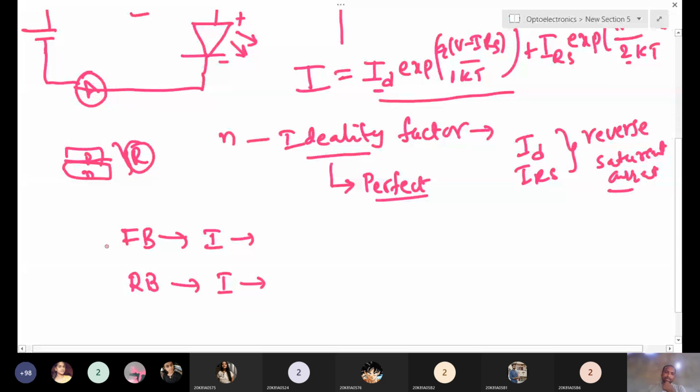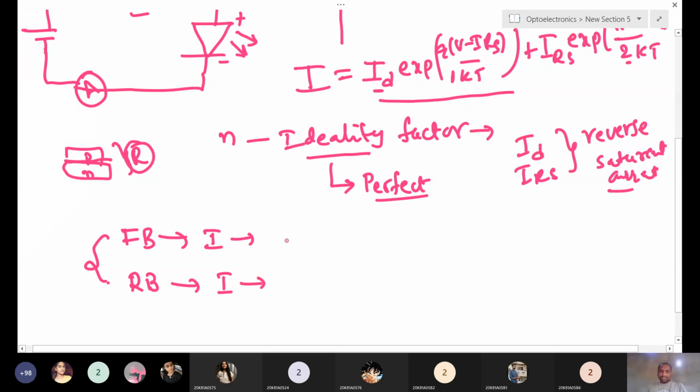If you are not able to answer, it means you are not listening in class. That is the main thing. If you listen in classes, forward bias, diffusion, reverse bias, drift. Yeah, that's good, very good. So why are you not telling?